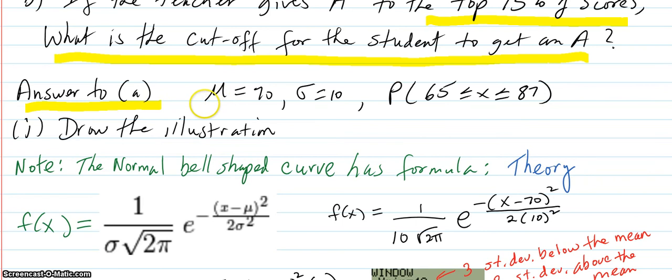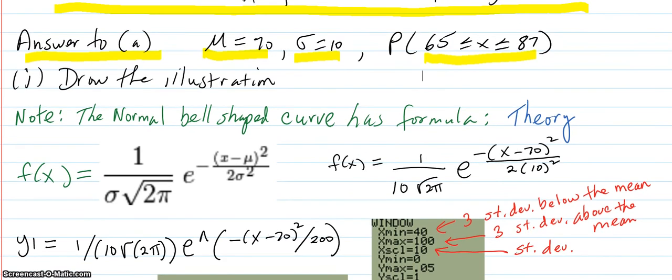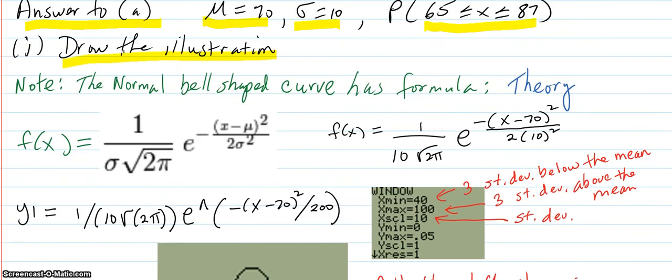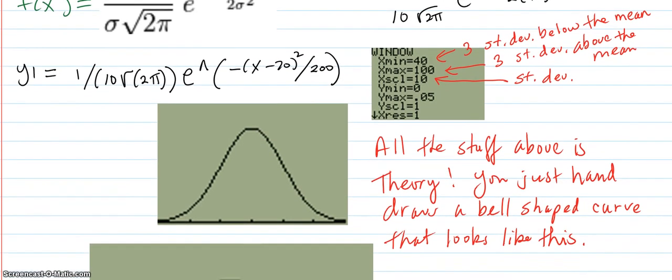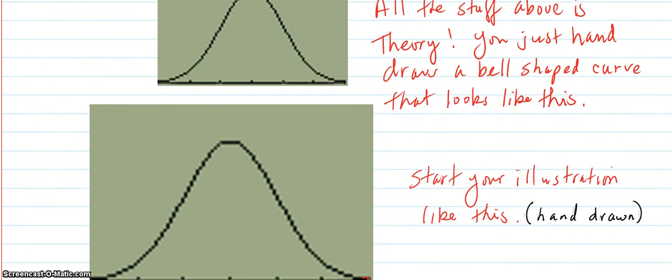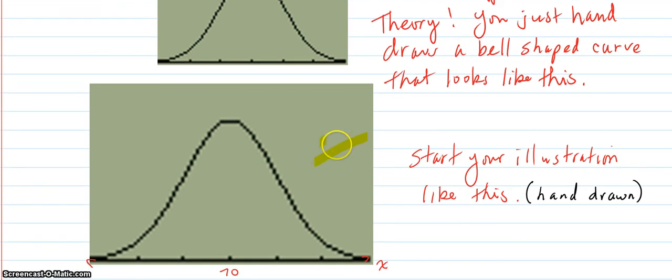So we have our distribution of test scores with mean 70, standard deviation 10. And we're trying to find what's the probability that a score will be between 65 and 87. Okay? So, what we always do first is draw an illustration. Now, this stuff I have below here is a bunch of theory, but basically all you're going to do is draw this kind of picture right here by hand. You're just going to draw a bell-shaped curve.